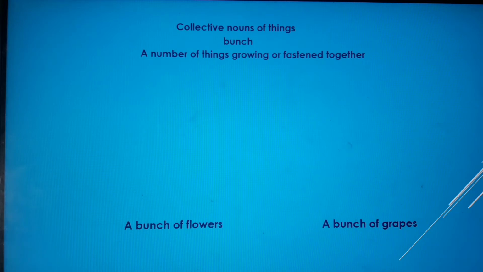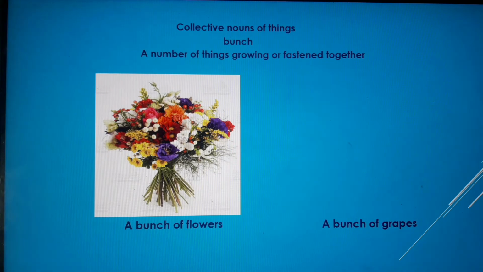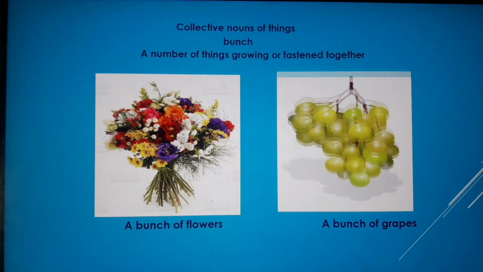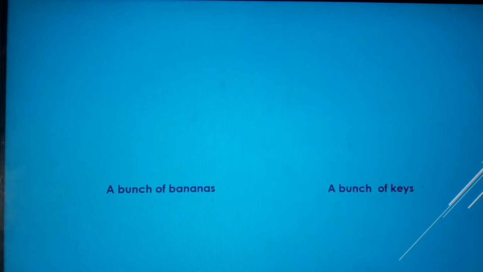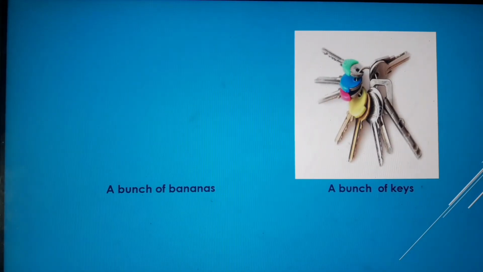When you see any things growing together or fastened together, we'll say bunch. So the first one is a bunch of flowers. You can see beautiful, colorful flowers together. So we'll say a bunch of flowers. They are fastened together. Next, a bunch of grapes. This is not fastened, this is grown. So a bunch of grapes. Next one, a bunch of bananas and a bunch of keys.